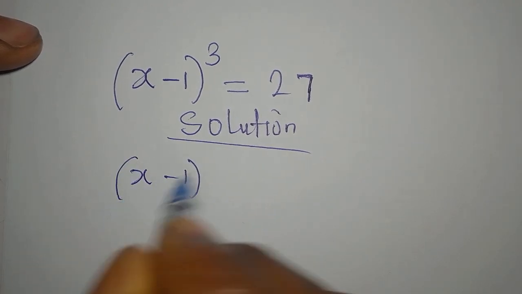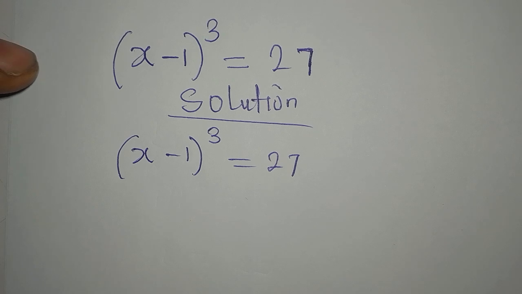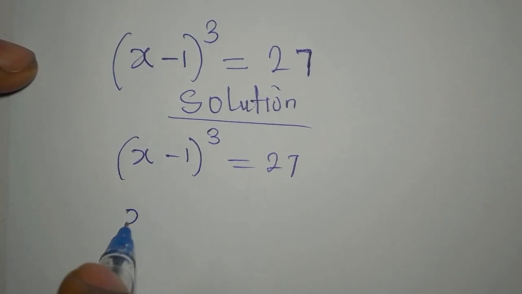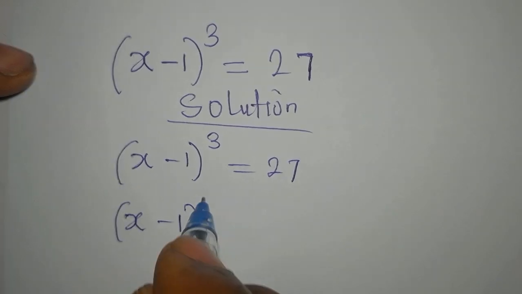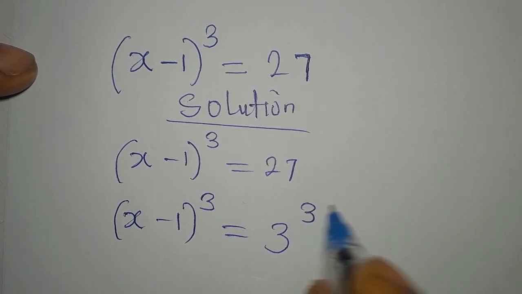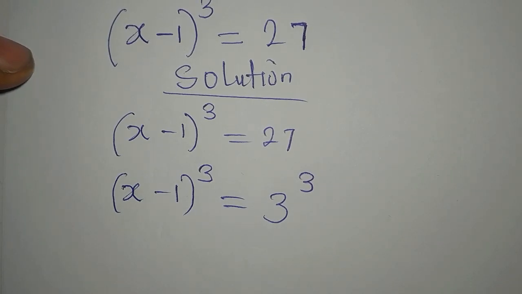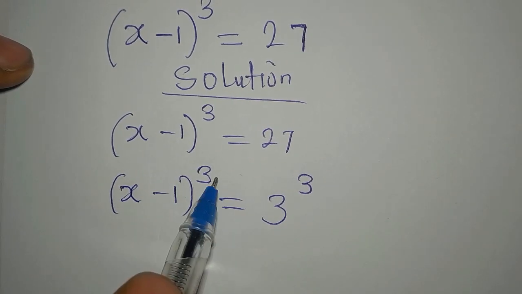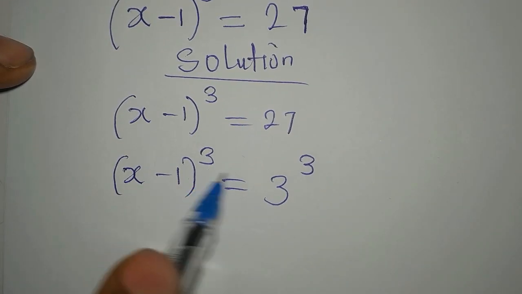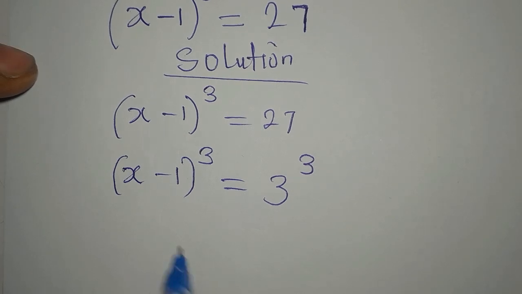Let's provide the complete solution to this problem. (x − 1)^3 = 27. Now, do you know that 27 is 3 times 3 times 3? If you know that, then we can write 27 as 3 to the power of 3. Now, if we equate the bases, it is okay because the powers are the same. But doing that will not give us the complete solution, and we need the complete solution.